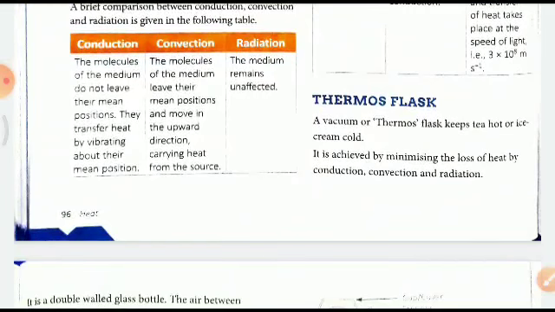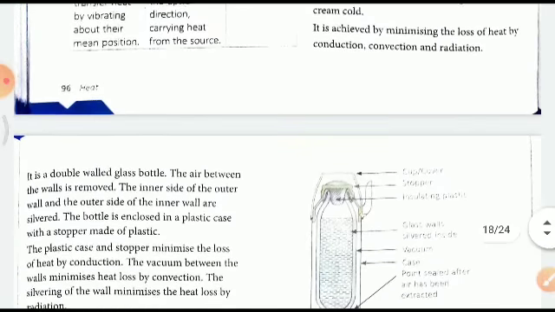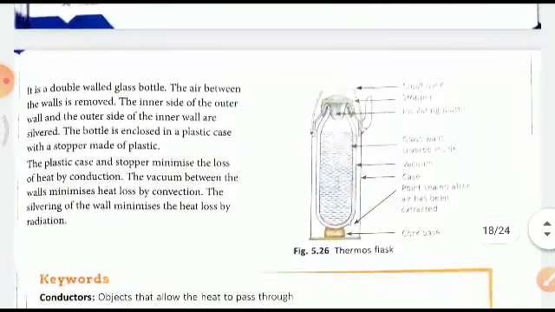And now we are on to the thermos flask, which is a very common thing in our houses. The vacuum of the thermos flask keeps tea hot or ice cream cold. Right? It is achieved by minimizing the heat loss due to conduction, convection, and radiation. See, children, this is the setup here. It is a double walled glass bottle. The air between the walls is removed.